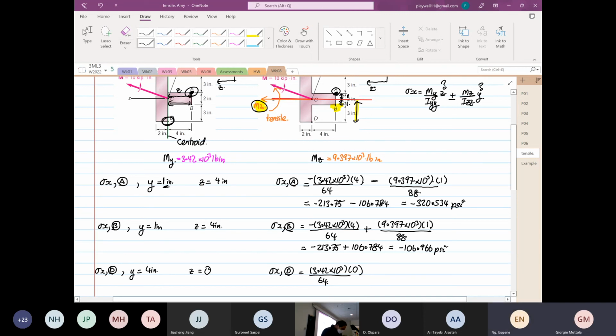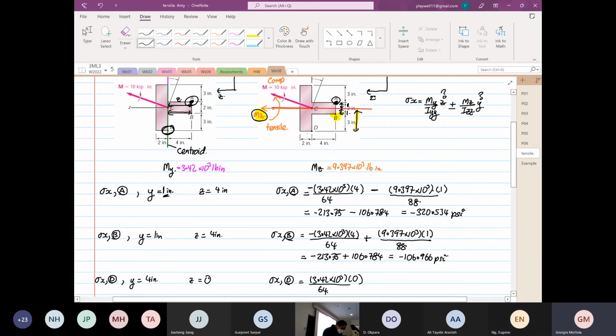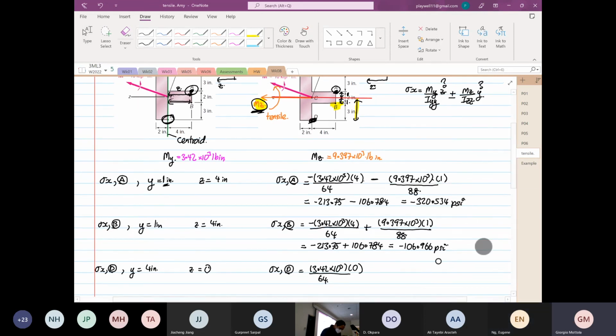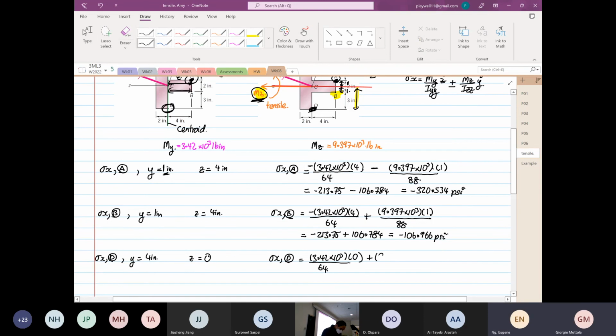Now, at point D, Mz is going to be what? Due to Mz it is tensile, plus 9.397 times 10 to the power 3 multiplied by 4 divided by 88. It's equal to positive 427.136 psi.